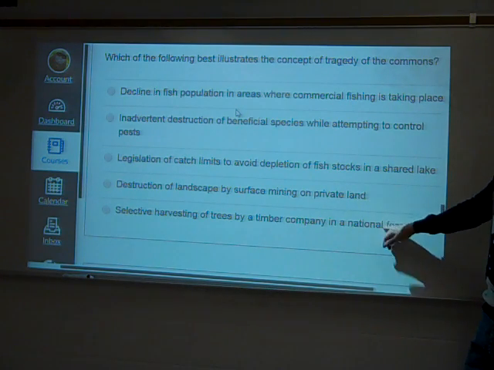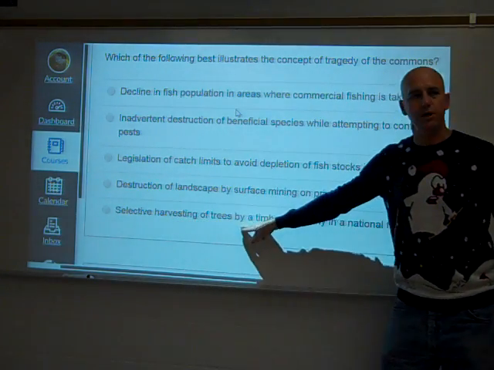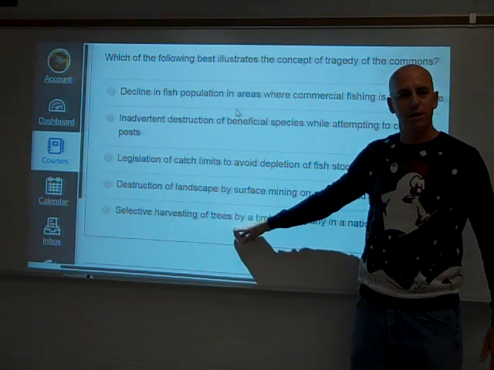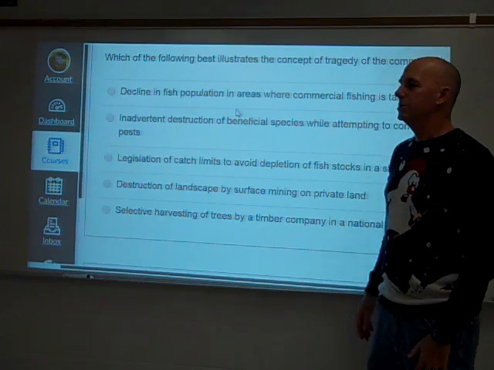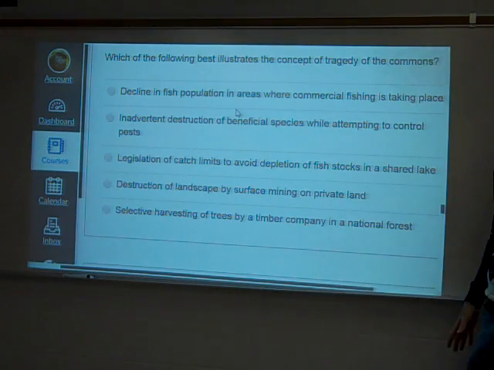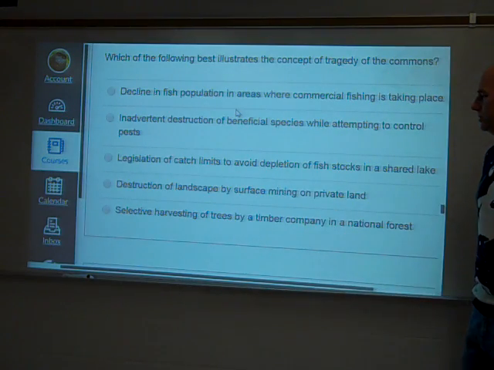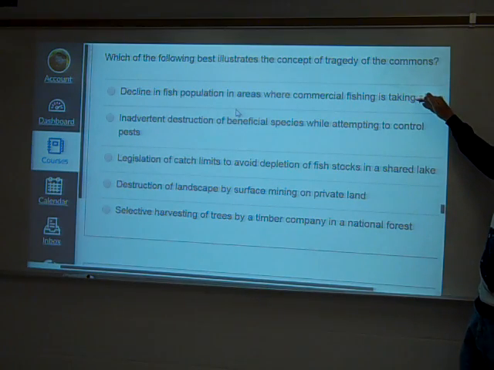And then this one we've got a national forest, so we got the commons area, but we have selective harvesting of trees. Selective harvesting of trees, comparatively speaking, that's okay, right? That's not a tragedy per se if it's done correctly, right? We've learned that. So if it said clear cutting, then yeah, that would be a tragedy of the commons, because clear cutting's bad. Selective harvesting, if you're going to harvest trees, this is the way to do it. It can be done sustainably. So no tragedy there.